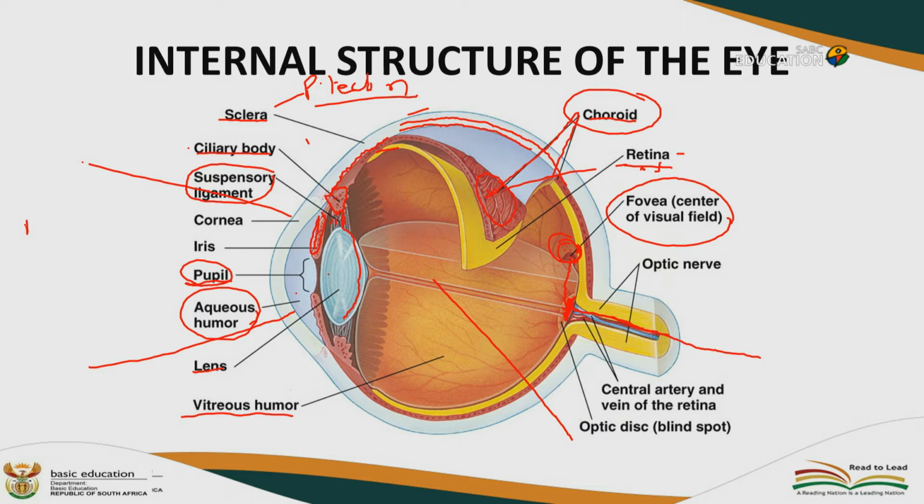Then we have the cornea. The sclera, when it reaches the front, bulges out, and that becomes the cornea. And the cornea is a transparent layer. Why is it transparent? It allows light to pass.